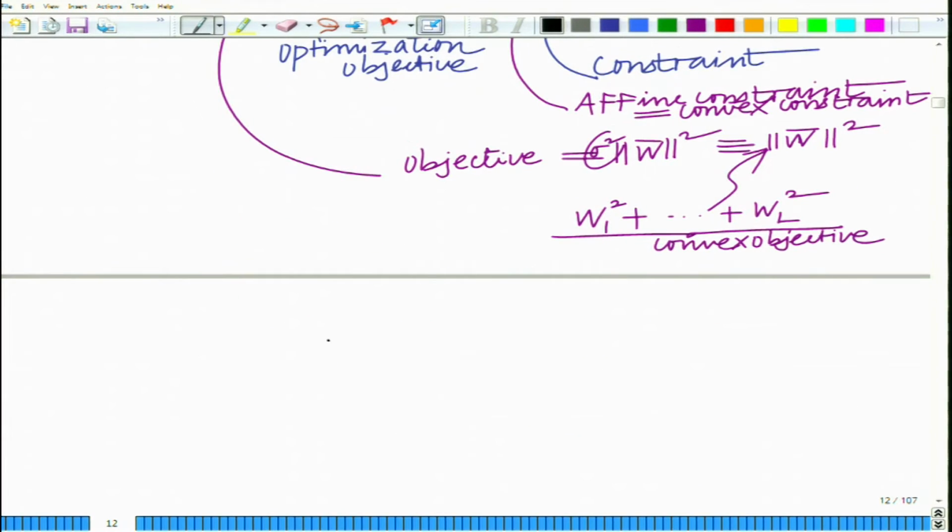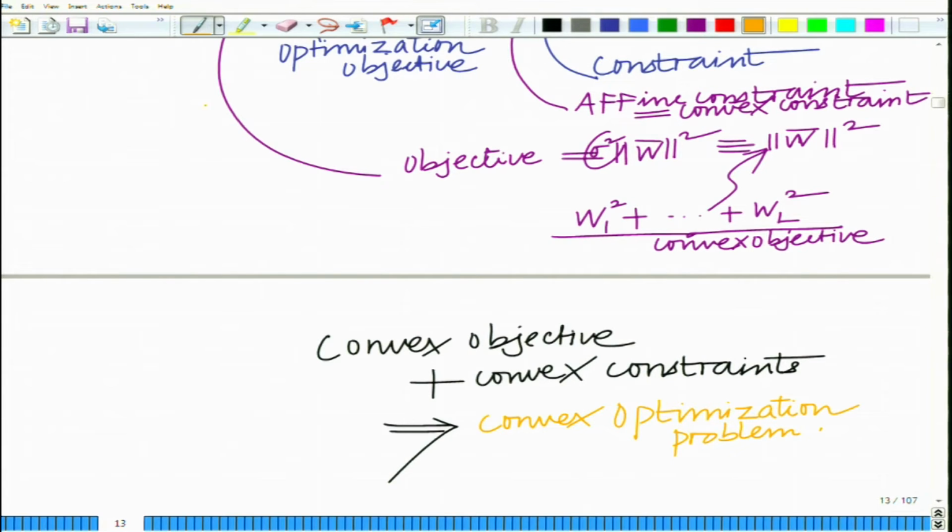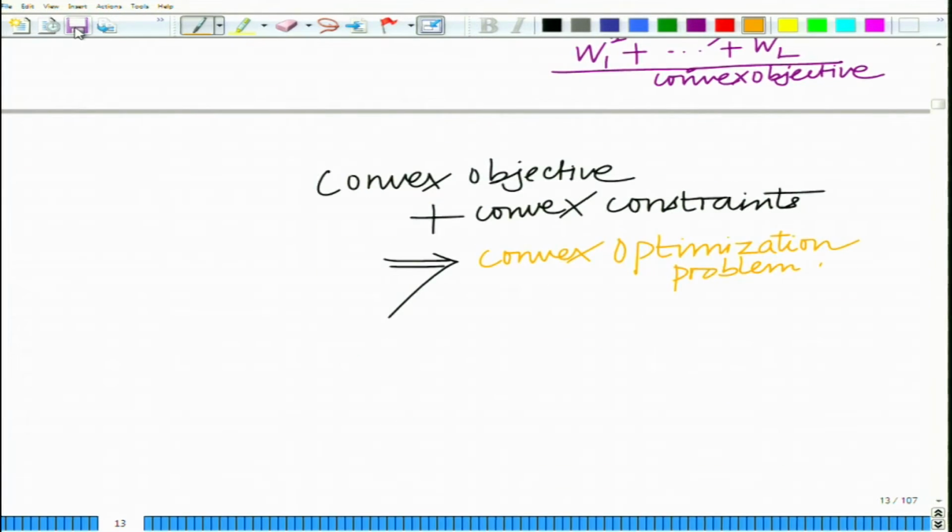So, convex objective plus convex constraints implies a convex optimization problem. So, we have a convex objective, we have convex constraints. This implies we have a convex optimization problem. So, in fact, we have a constrained convex optimization problem. Constraints are an integral part. So, you have an objective function and not just the objective function, but you also have a set of constraints that the desired solution has to satisfy.